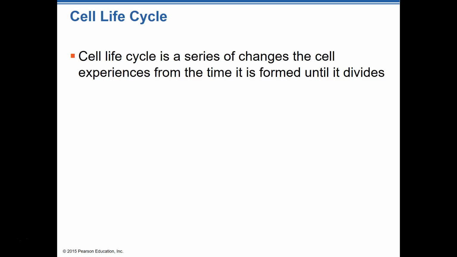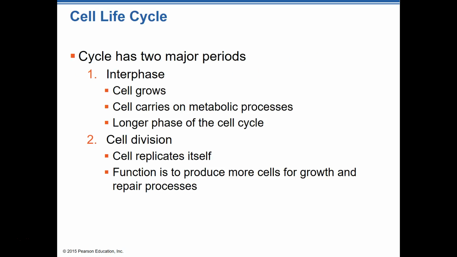Each cell goes through a life cycle, a series of changes from the time it's formed until it divides. So there is a cellular life cycle. There's two major periods of the cellular life cycle when cells are growing and dividing. There's the interphase, which has to do with cells growing, carrying on the metabolic processes. It's the longer phase of the cell cycle. And then, of course, there's cellular division, where that cell replicates itself.